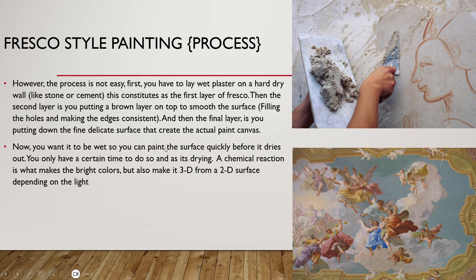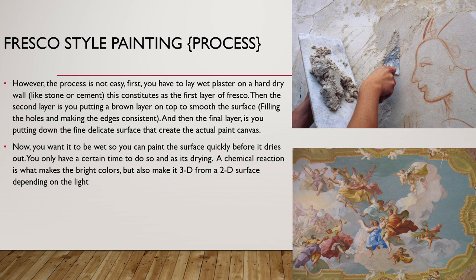And it's not easy. Because the thing is that you only have a certain amount of time to paint on wet plaster. So it's three layers of plaster, and of course it's going to be wet. But you had to paint on that plaster before it dries up, because it's the chemical reaction between the plaster and the paint that gives the paint its bright colors. So you had to work within time.